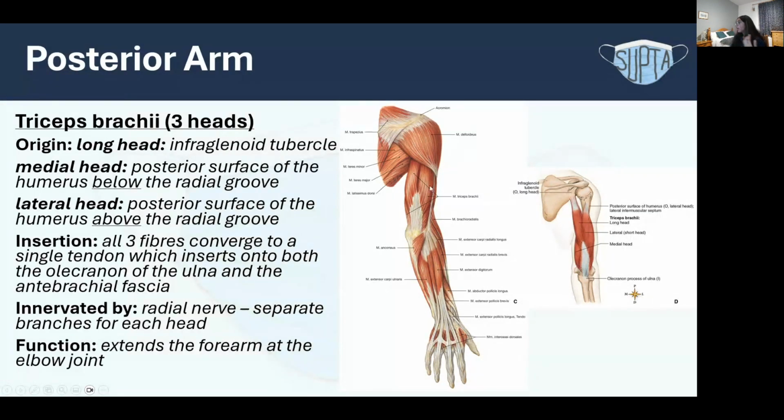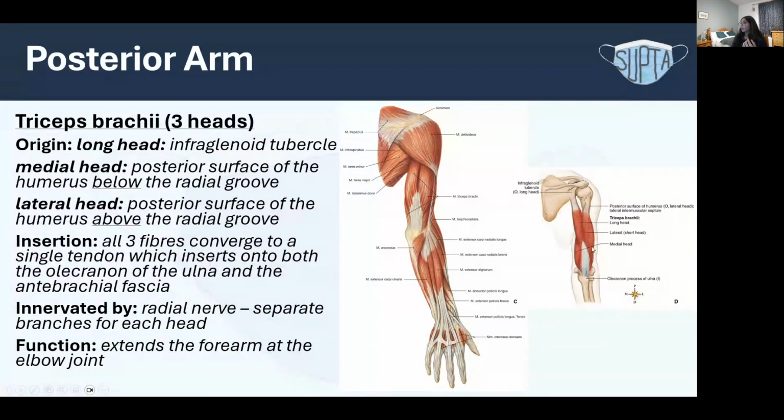Again, triceps brachii, because tri means three. So it has three heads. The long head starts off at the infraglenoid tubercle. The medial head starts off at the posterior surface of the humerus below the radial groove, and the lateral one starts above the radial groove. All three of them converge onto a single tendon, which inserts onto the olecranon of the ulna.